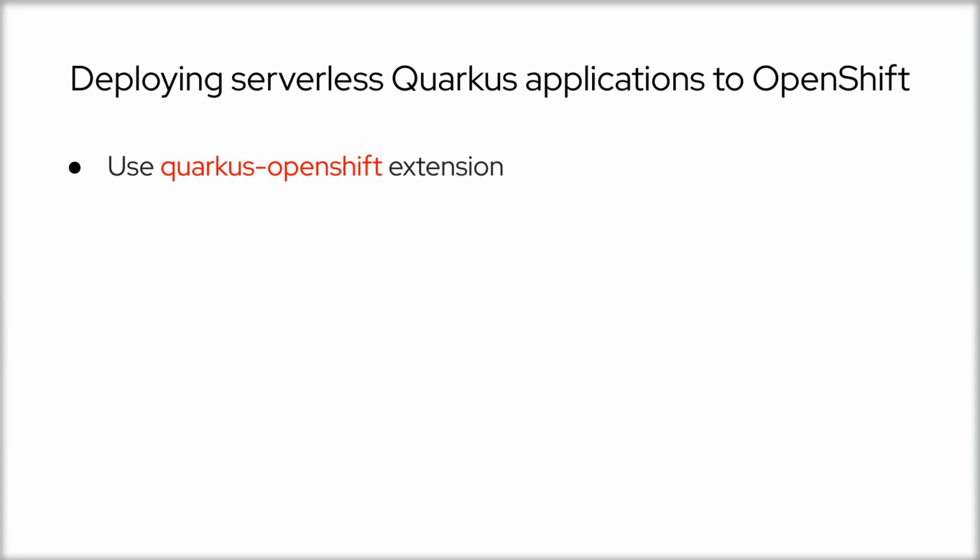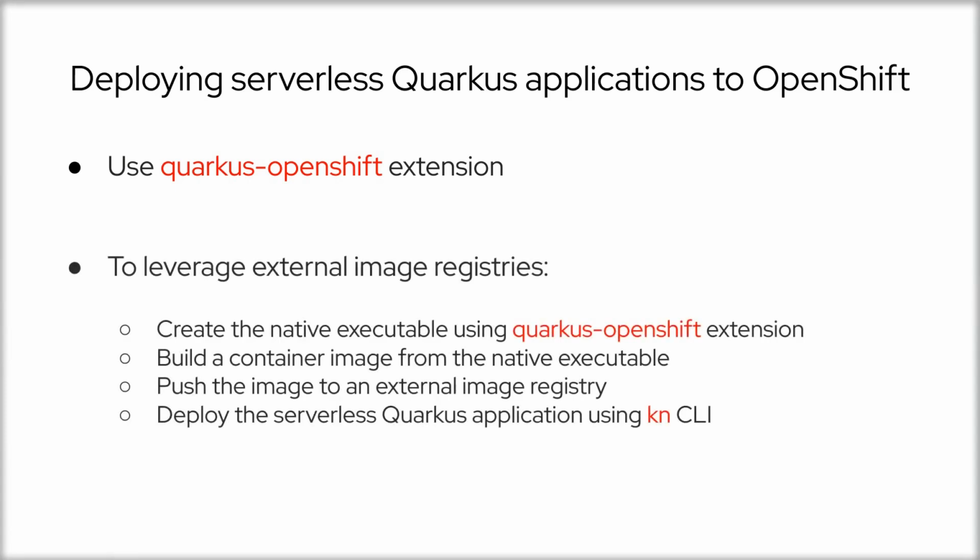Since this extension uses the S2I binary workflow, it will push the serverless application image into the OpenShift's internal image registry. So if you would like to leverage an external enterprise image registry like Quay, for example, the extension can still help you up to the point where it can create the native image, and then you can push the image to an external image registry of your choice and then use the Knative CLI to create the Knative service for your serverless application.